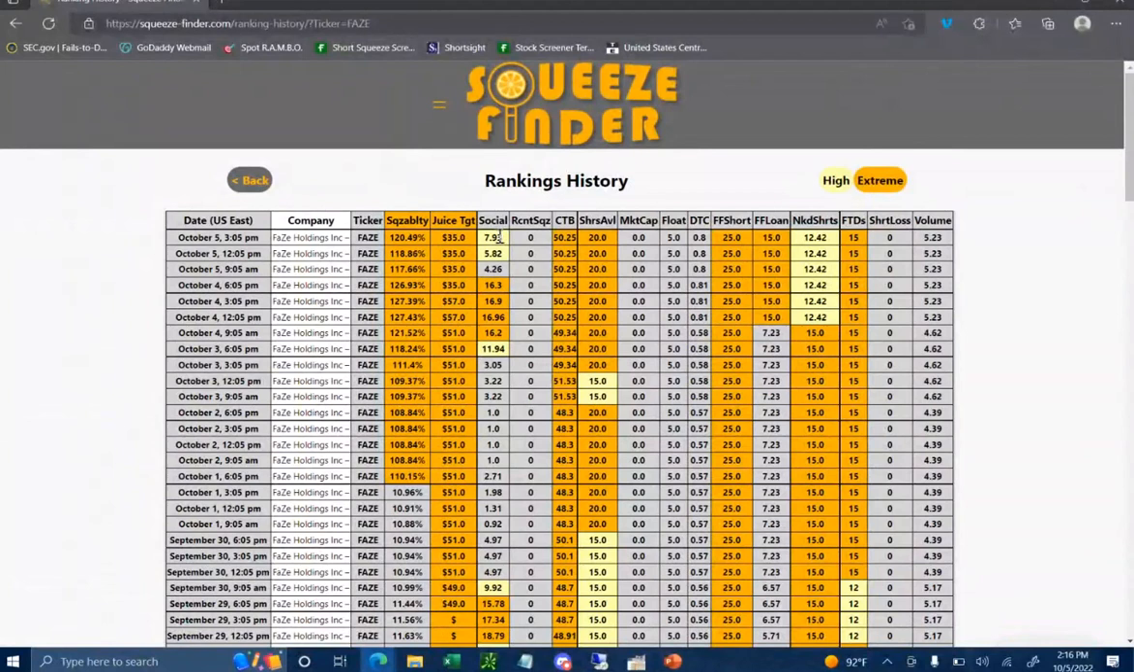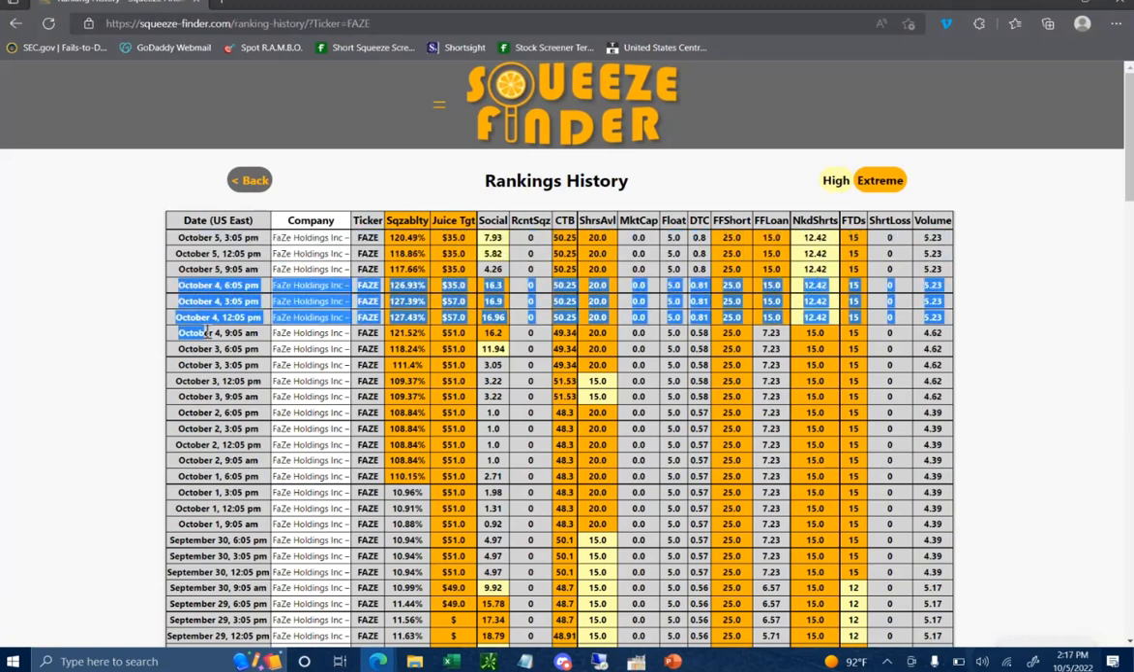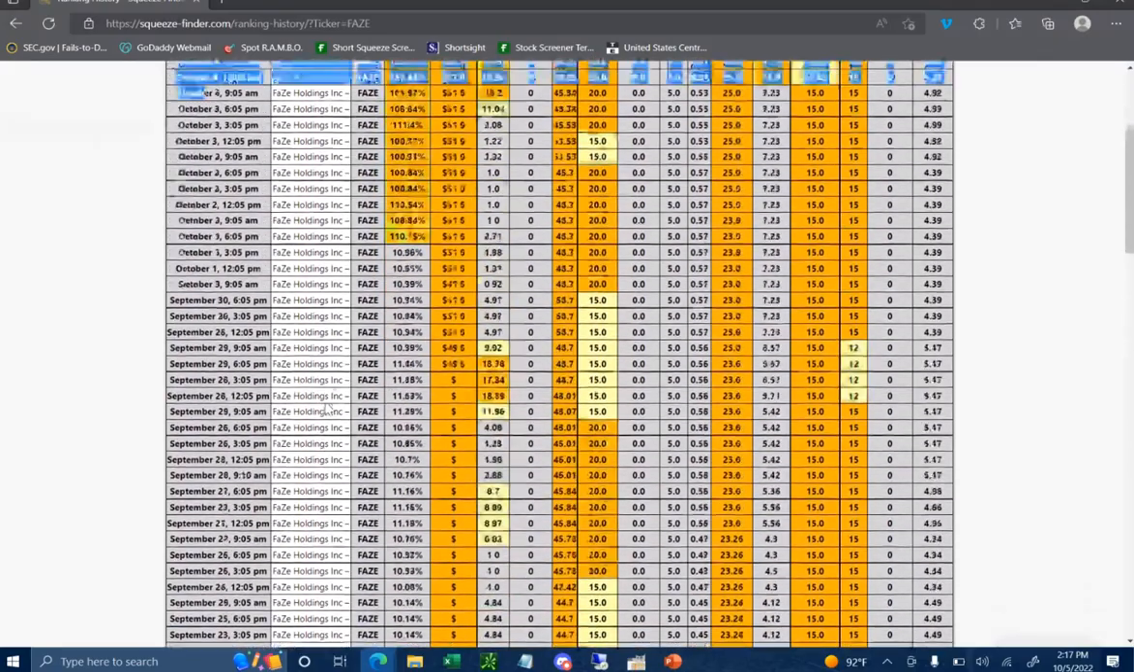So if you're not familiar with this screen, this is a single ticker, but now you're looking at historical scores that are sorted by date, right? So here's today's scores from 9 a.m., noon, and 3 p.m., and this will go again at 6 p.m. And then yesterday and so on back for roughly 30 days, right?